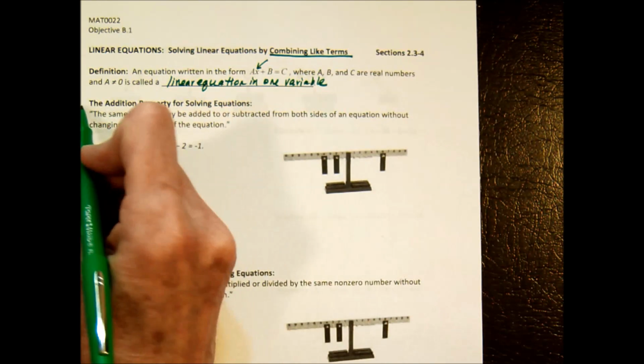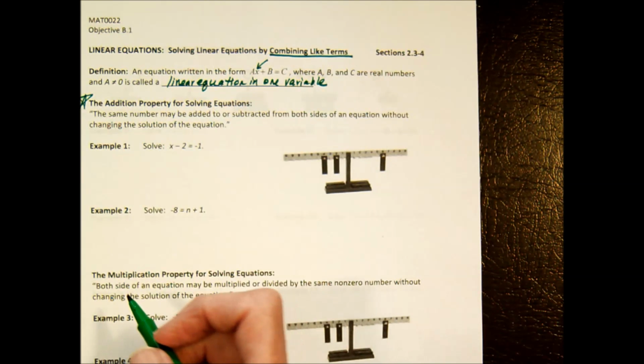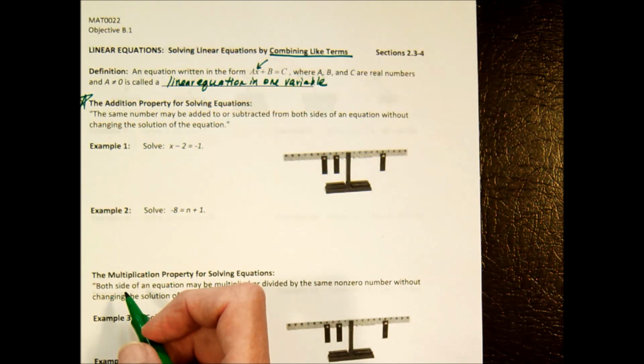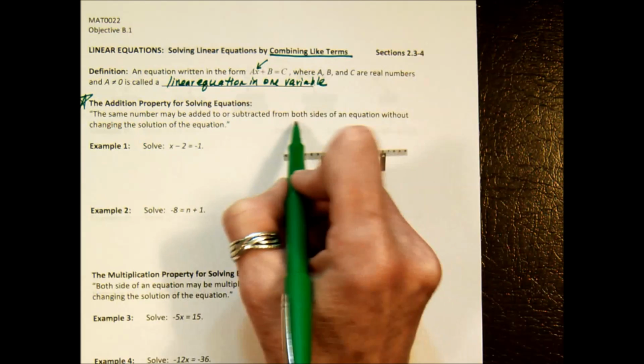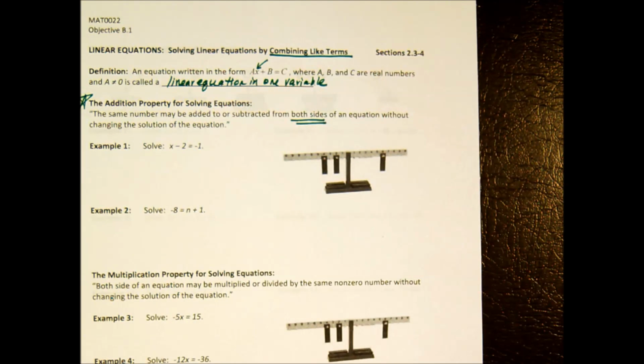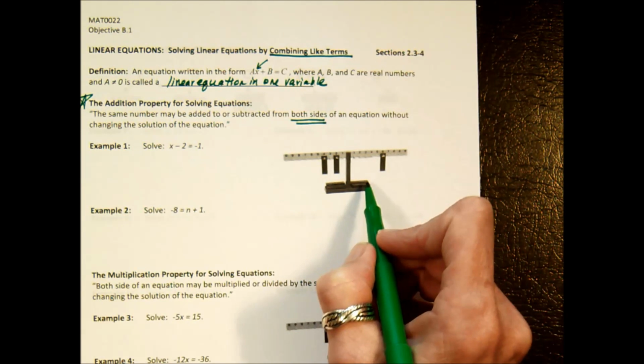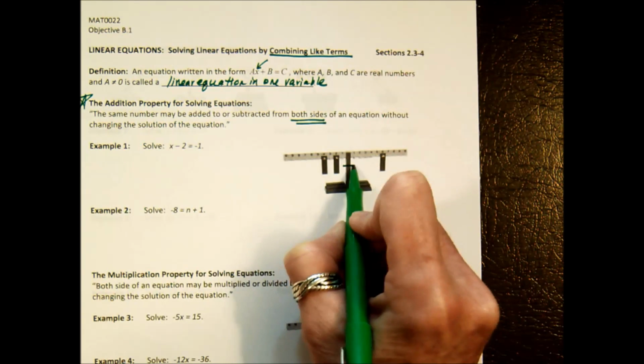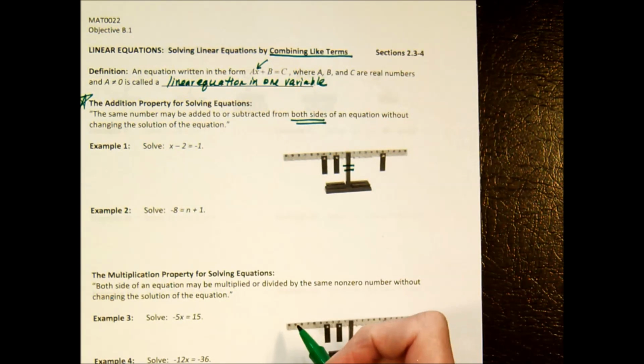The first property that we're going to look at is called the addition property for solving equations, and basically what it says is you can add the same number or subtract the same number from both sides of an equation without changing the solution of the equation. So you want to think of an equation as a balance, like this picture that is here, and the equal sign is right there on that balance.